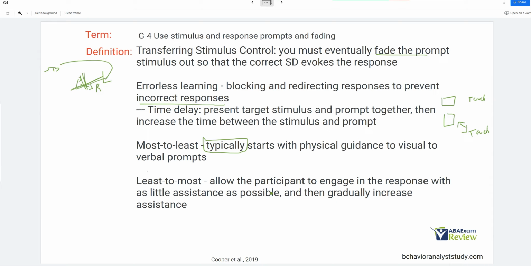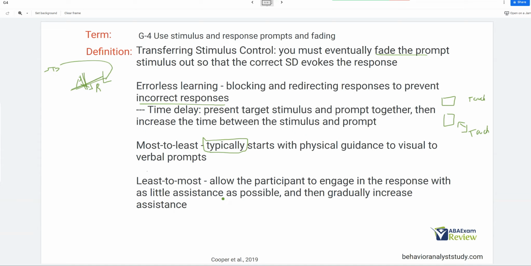And then least to most, where you allow the participant to engage in the response with little assistance and then gradually increase assistance. So it's the opposite, right? You might, on the first try, not prompt at all. Then maybe you introduce a verbal prompt and then a visual prompt, and so on and so forth. With least to most, the advantage is you're only giving as much prompting as necessary. With most to least, you're typically going to start with a very intrusive prompt. So it just depends on your learner.